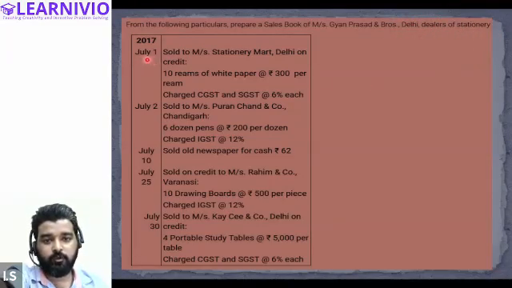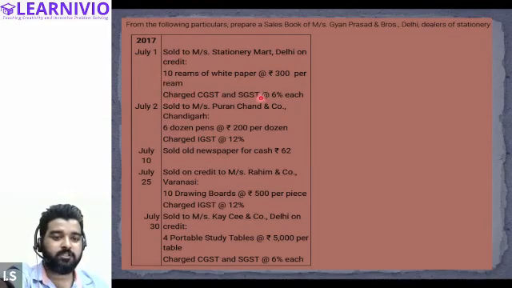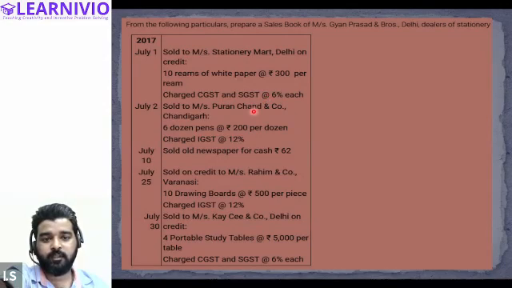All right. So on July 1st, he's selling to Messrs. Stationery Mart, Delhi. So both are in the same state, therefore CGST and SGST will be applicable. And we are selling 10 reams of white paper, charging CGST and SGST only. So we are selling only one commodity. On July 2nd, we are selling again to Puran Chand and Company, located in Chandigarh. Therefore, we will charge IGST at the rate 12%. And 6 dozens of pens have been sold to Puran Chand and Company.